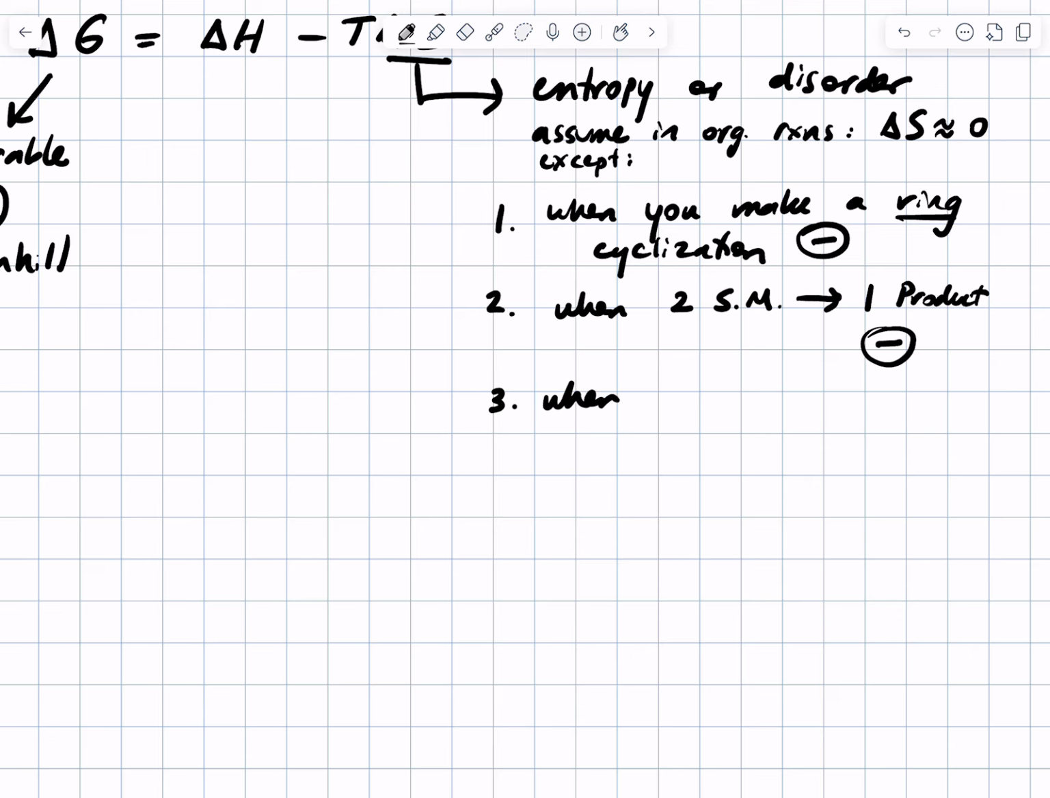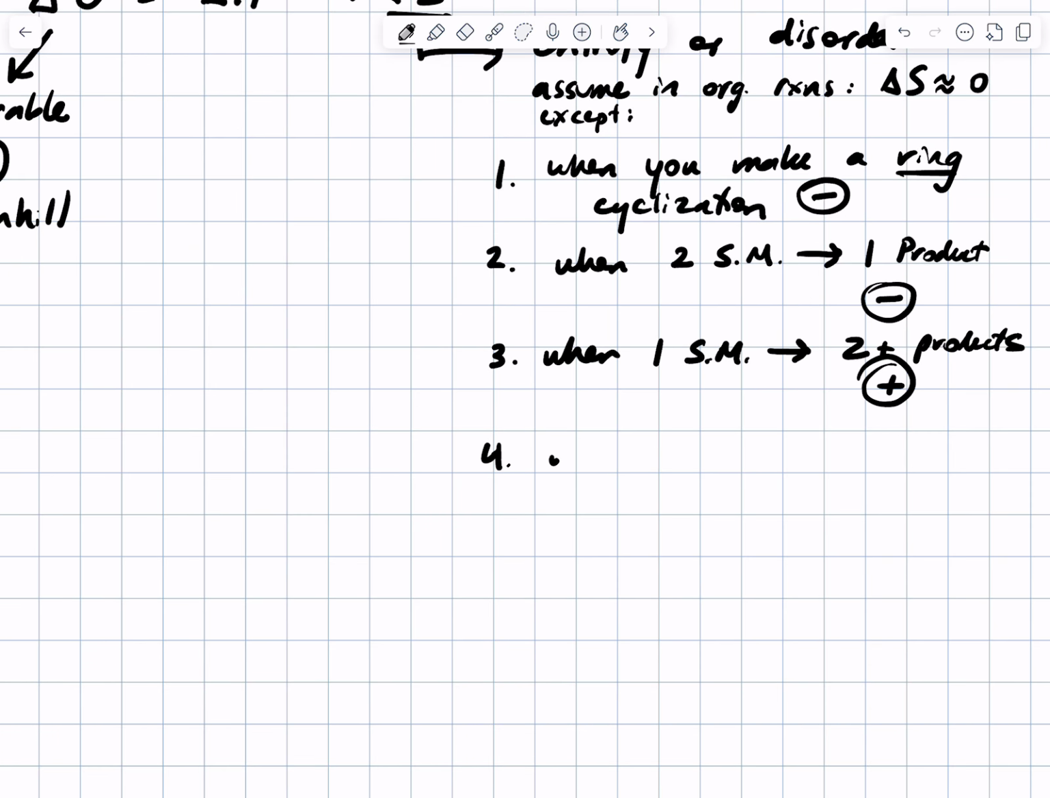In contrast, when you take one starting material and get two or more products, when you convert one thing into two, that can increase disorder because those two or three things can move relative to each other. And then finally, when one of the products of a reaction is a gas, that leads to a massive increase in entropy because gases are way more disordered than liquids are.